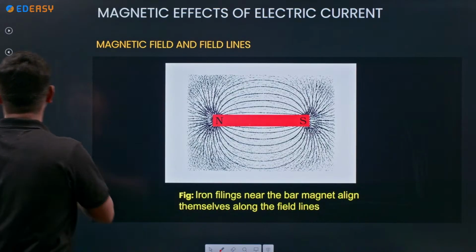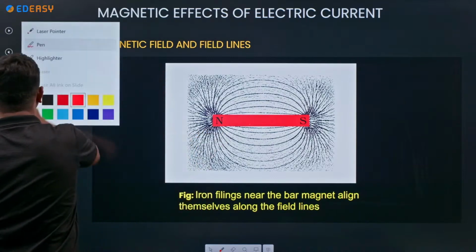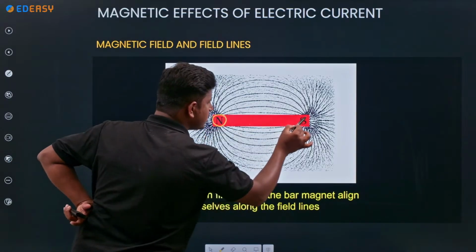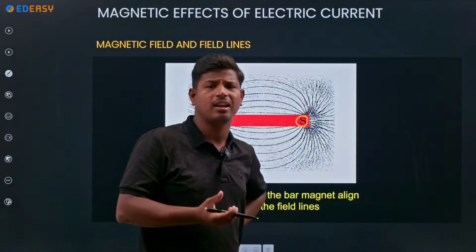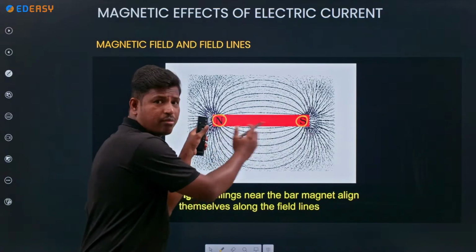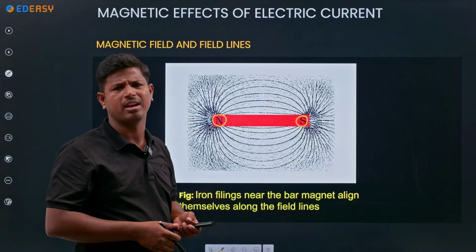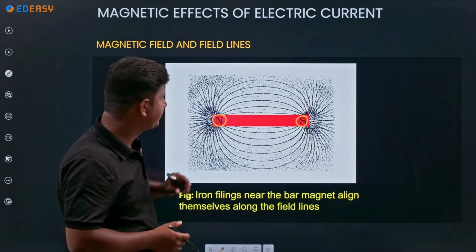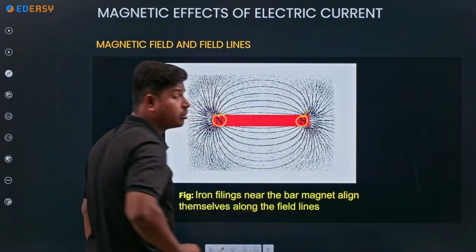Next, see how the magnetic field will be. Let us take a bar magnet here. It has a north pole, and this is the south pole of the bar magnet. You see the bar magnet in a lab, right? Like this only. We have types of magnets: bar magnet, horseshoe magnet, ring magnet, and disc magnets. This is the bar magnet. How many poles are there? Two poles: north pole and south pole.